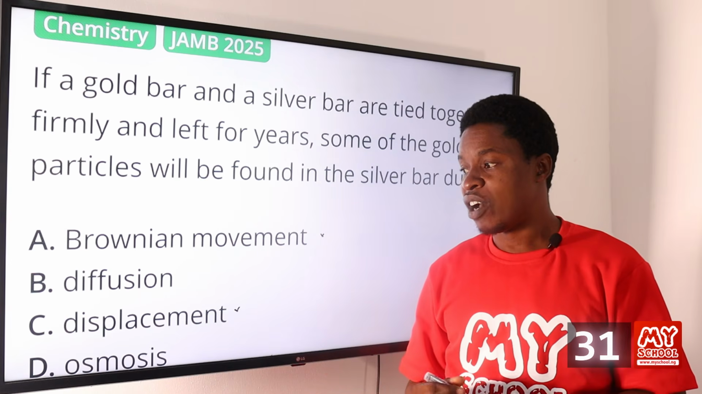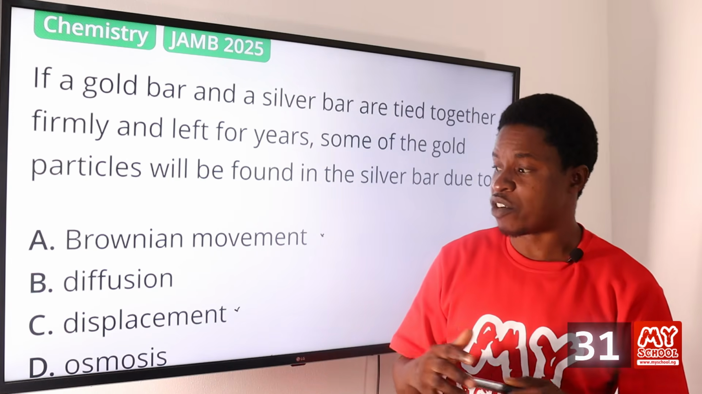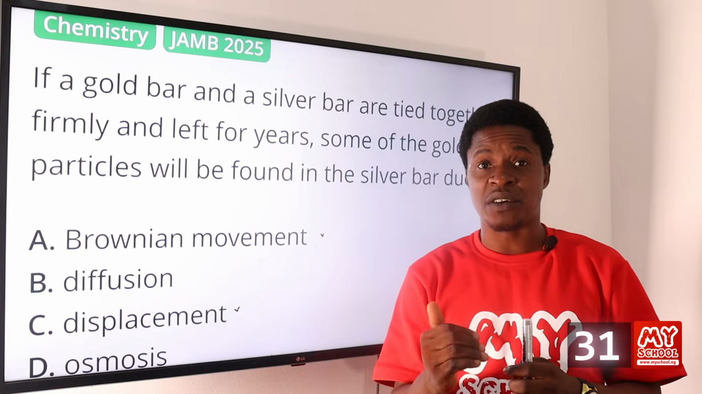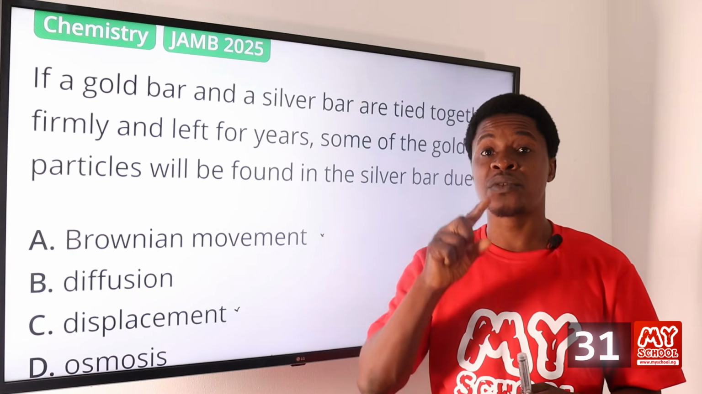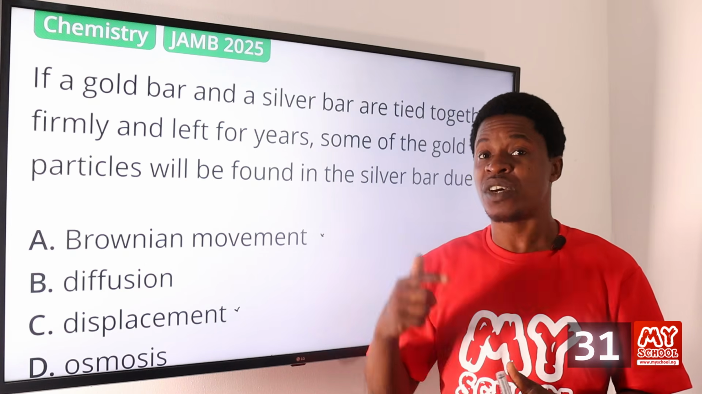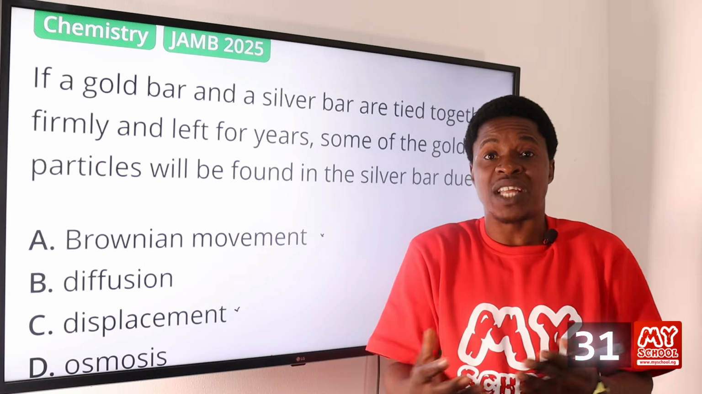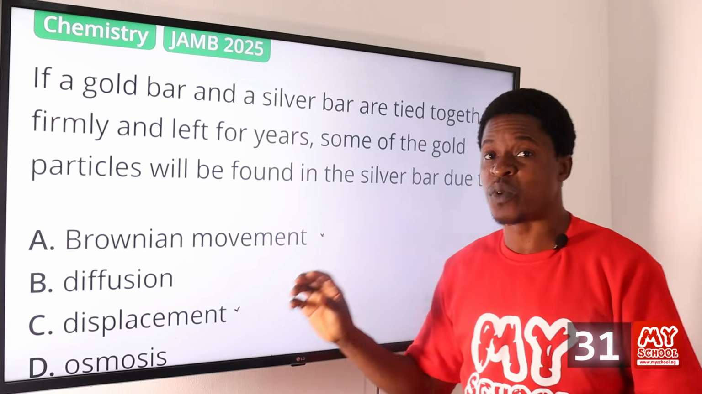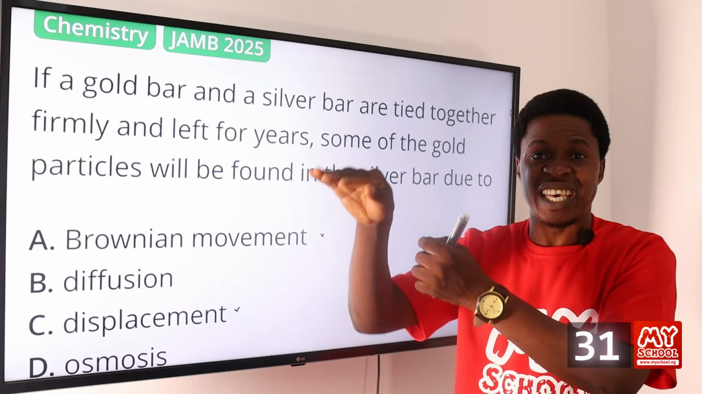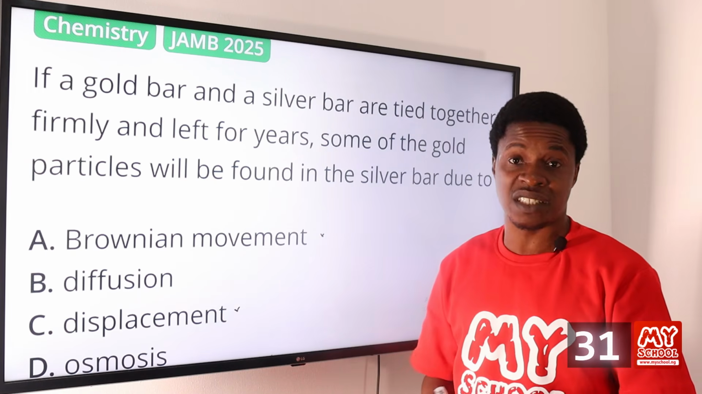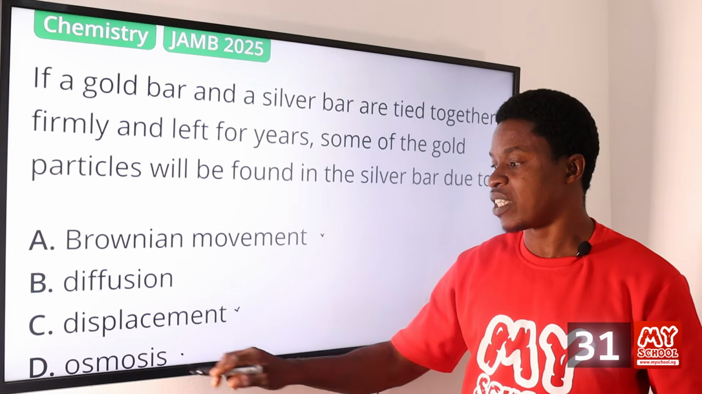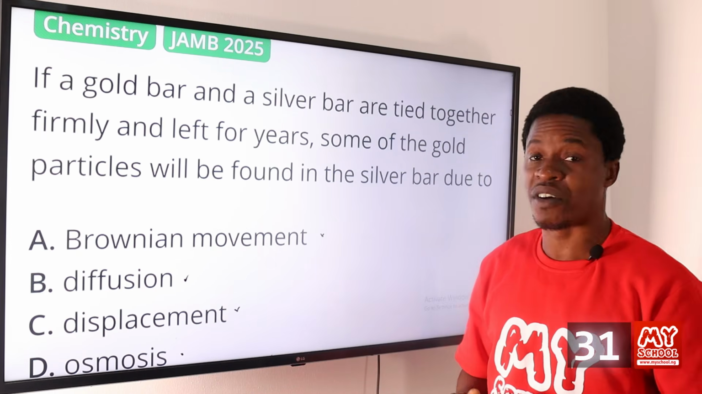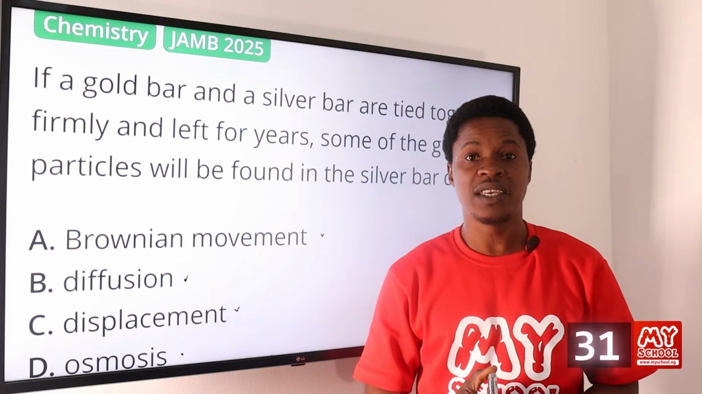Then option D is the movement of particles, usually maybe in liquid too, from a region of lower concentration to a region of higher concentration through a semi-permeable membrane. So there's need for a medium to do that, but there's no medium. There's no semi-permeable membrane through which the gold is moving onto the silver bar. So this also is eliminated. We are left with no other option than option B, diffusion. So the correct answer is option B, diffusion.